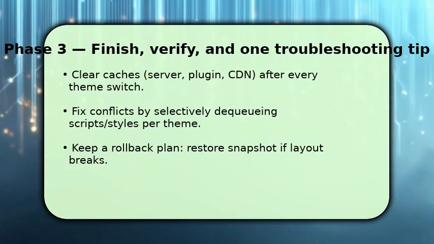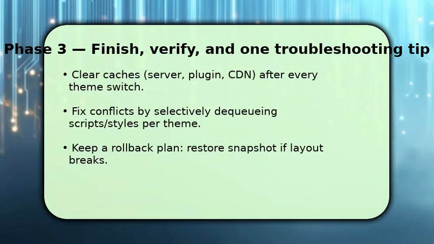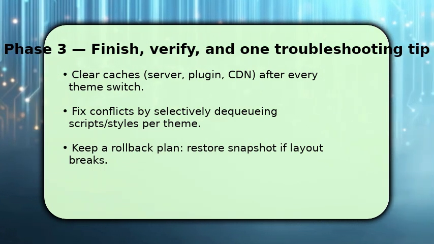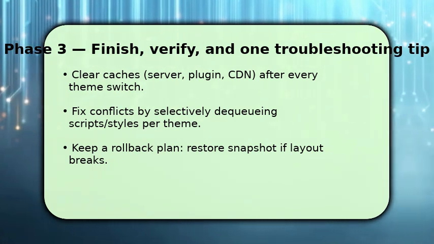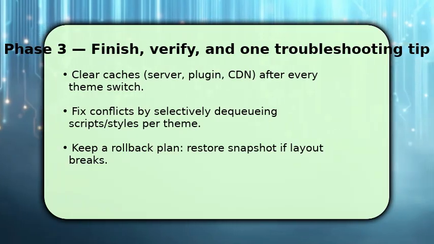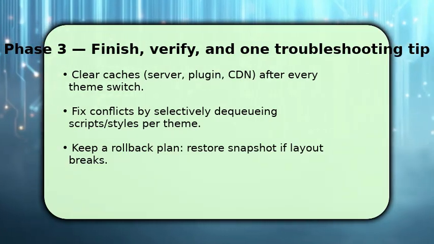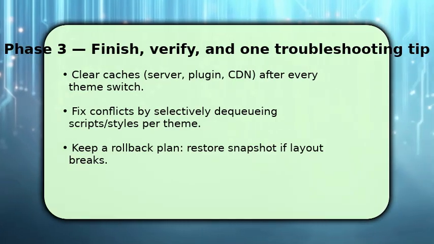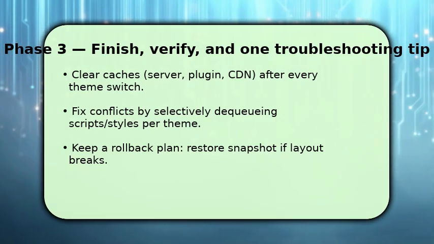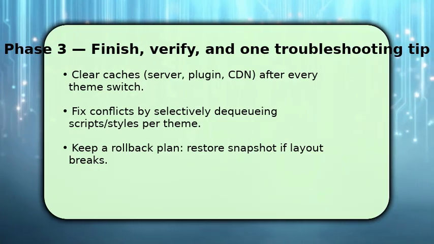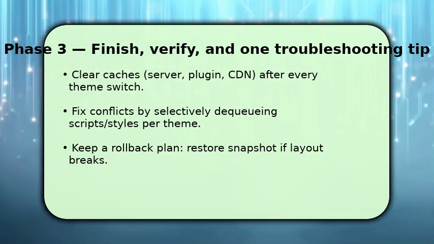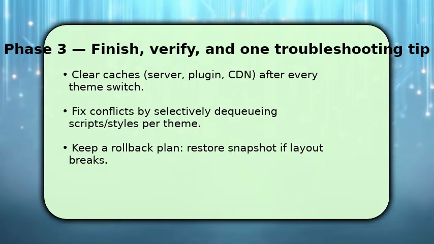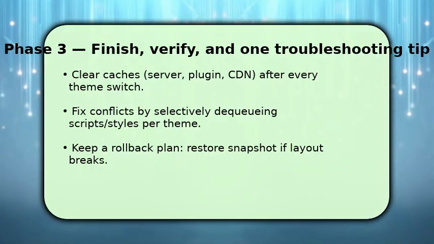Finish by validating the live pages and clearing caches, server, plugin, and CDN so users see updates. Walk through interactive elements and forms to confirm functionality. If a style or script conflicts, dequeue the offending asset for that theme only and test again. This isolates problems without breaking other pages. Make sure you have a rollback snapshot ready. If things still go wrong, revert to the backup, reapply changes step by step, and document the fix so you don't repeat the issue.